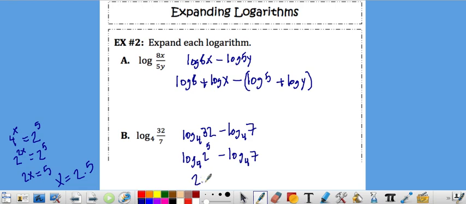So this could just be 2.5 minus log base 4 of 7. That'd be a fine final answer too. And that's just simplifying that. Log base 4 of 32 is 2.5, however you figured that out. I just did it this way.